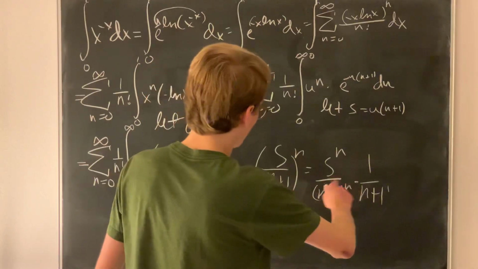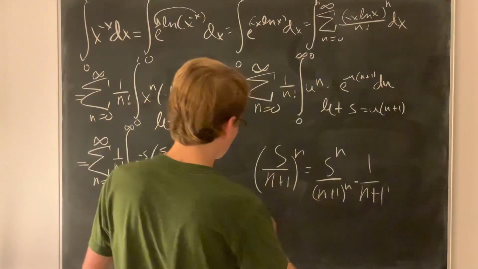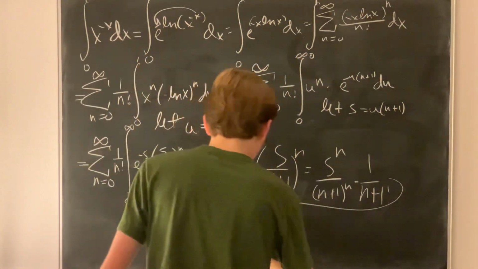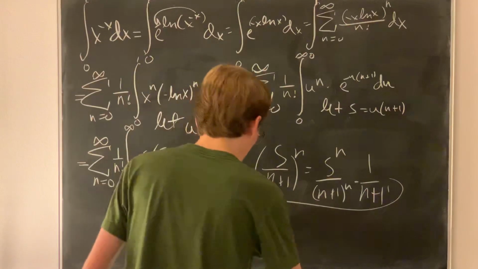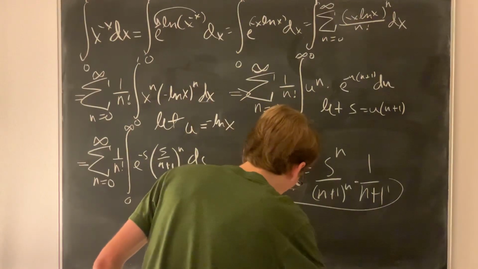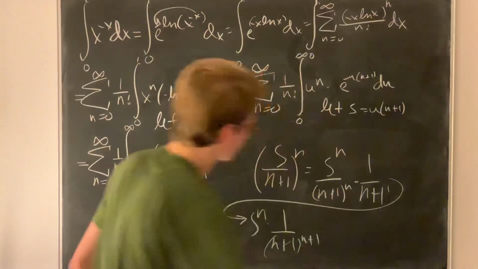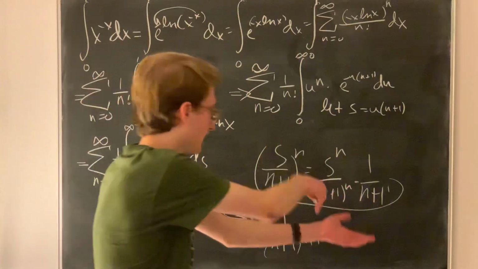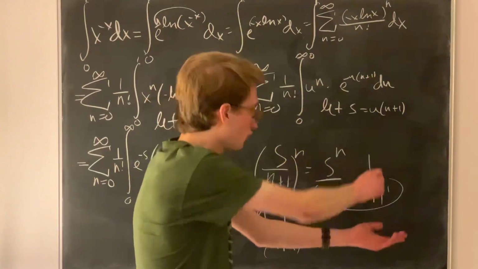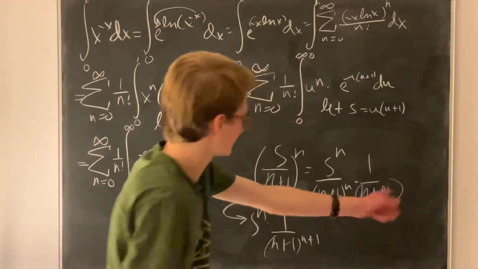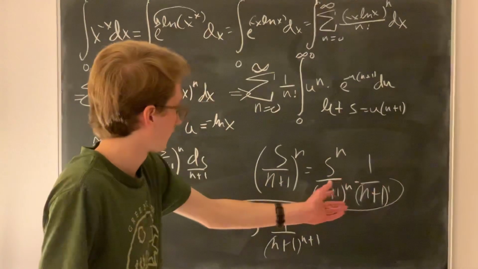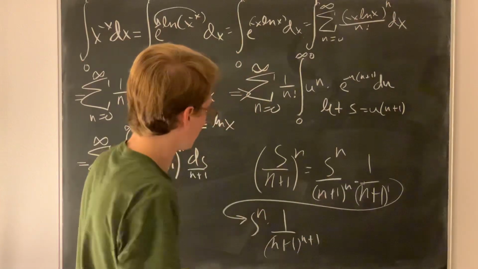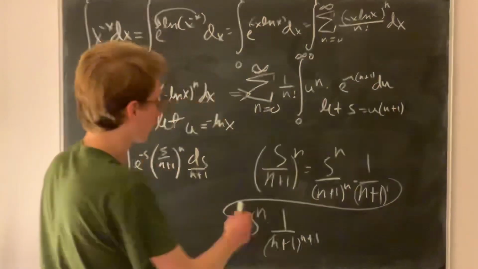So this is going to give us s to the n, we'll pull off, times 1 over n plus 1 to the n plus 1, because this is 1 over n plus 1 to the n times 1 over n plus 1 raised to the 1, really. So we can multiply them, add their exponents, right? Effectively, we get n plus 1 raised to the n plus 1. Of course, times our s to the n.